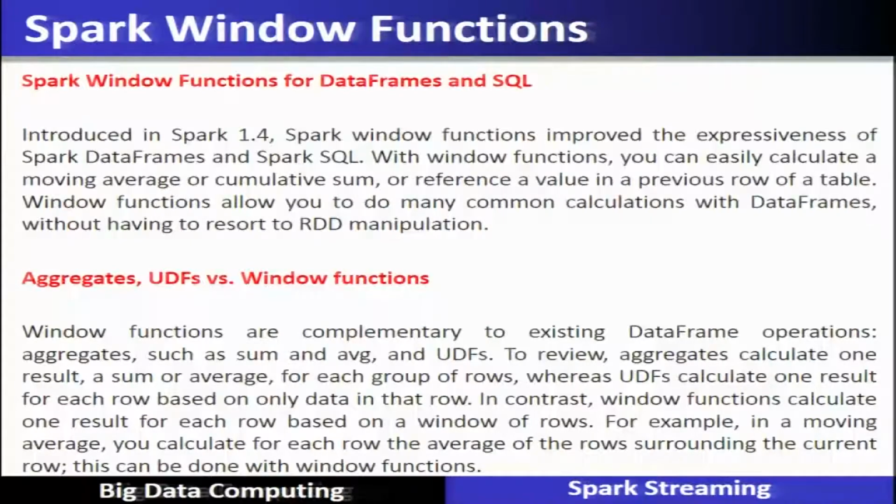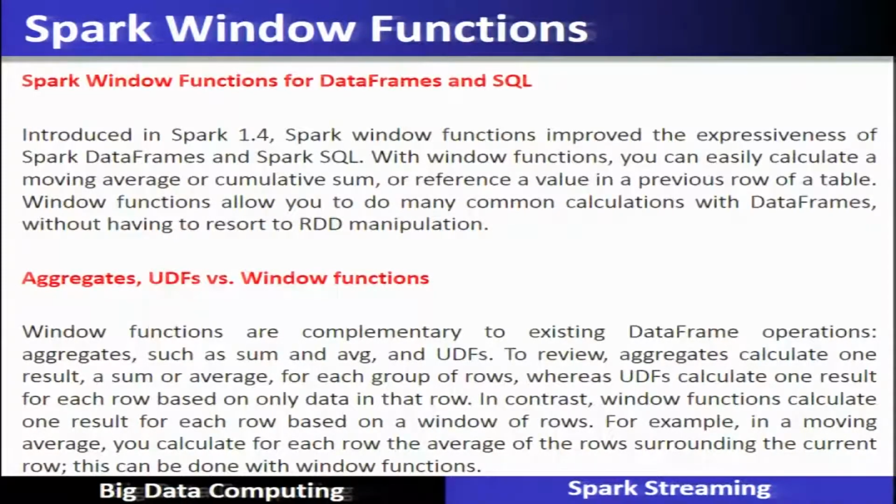Now Spark window functions. Spark window functions for data frames and SQL were introduced in Spark 1.4. Spark window functions improve the expressiveness of Spark data frames and Spark SQL. With window functions, you can easily calculate a moving average or cumulative sum, or reference a value in the previous row of a table. Window functions allow you to do many common calculations with data frames without having to resort to RDD manipulations.